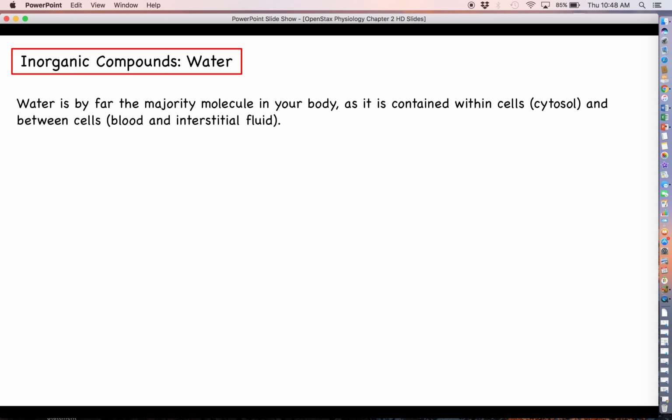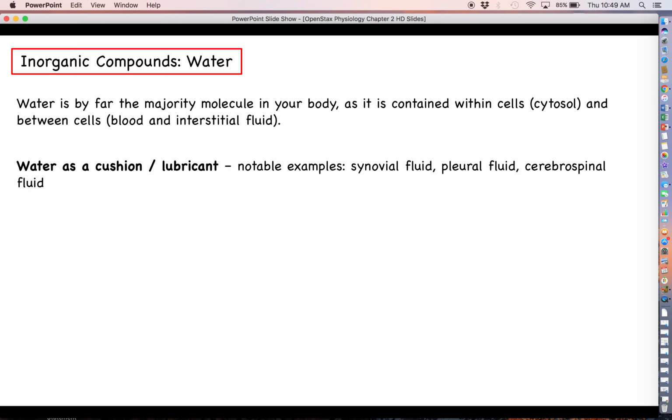So for this video, we want our focus, as long as we're talking about inorganic molecules, to mostly be on water. We have mentioned it before, water is by far the most prevalent molecule in your body. It's contained within cells, which is intracellular fluid, between cells, blood and interstitial fluid, and then as we are going to see later, it is also a participant in chemical reactions. So a couple of different functions that water provides for us.